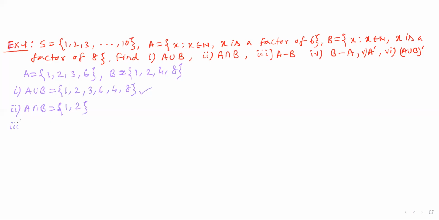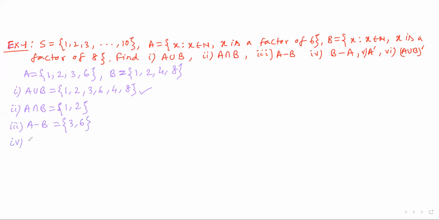Now part 3, we have to calculate A minus B. A minus B means from the A set we have to subtract the B set part. So A set contains 1, 2, 3, 6. From this set we have to subtract the B set part, that is 1, 2, 4, 8. We have to remove 1, 2, 4, 8 from the A set. Then what is the remaining part of A? The remaining part of A is 3 and 6. So 3 and 6 are the elements of A minus B.